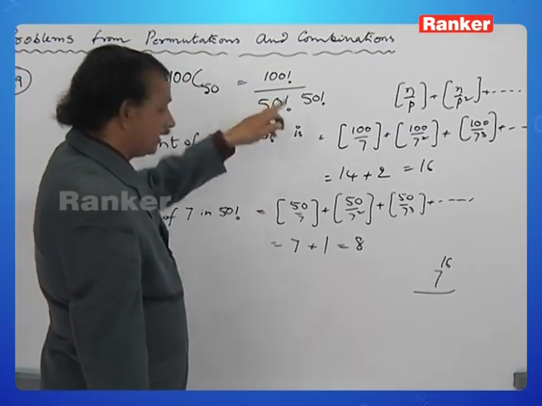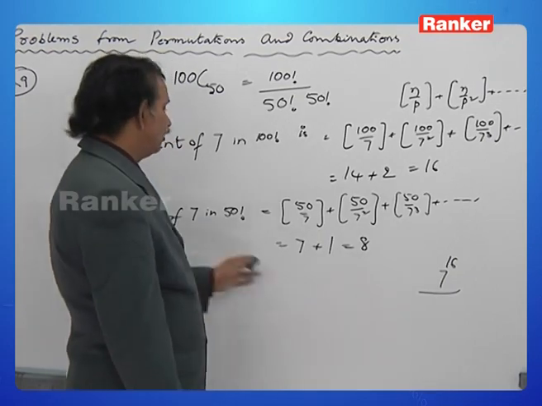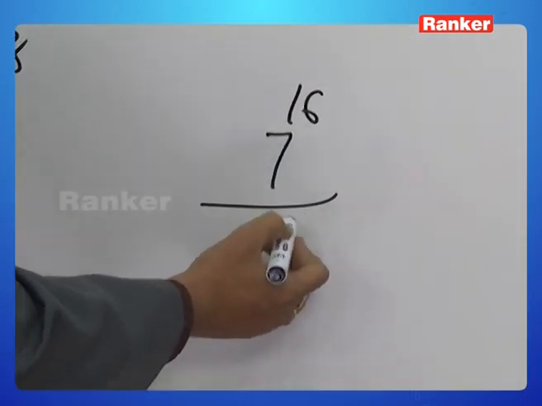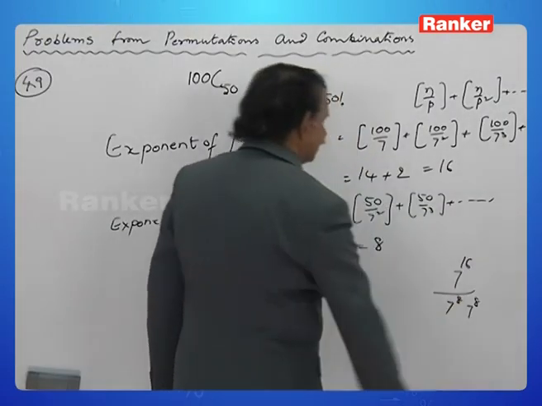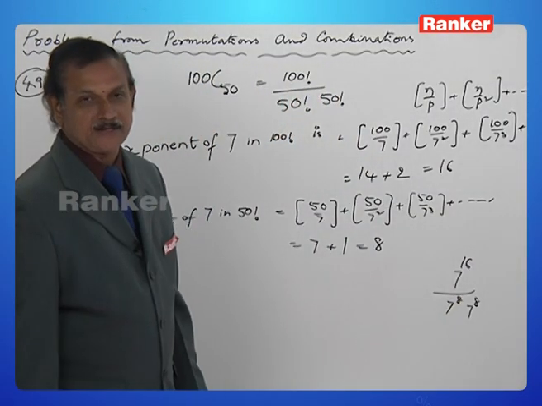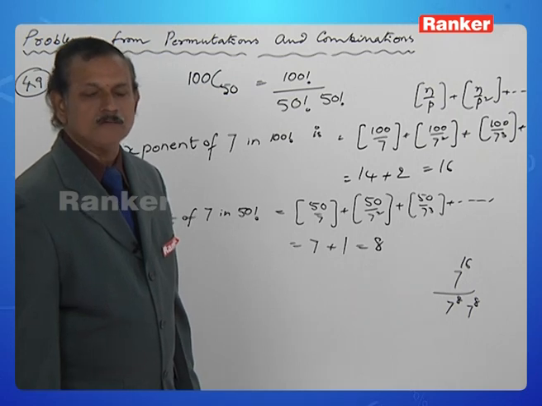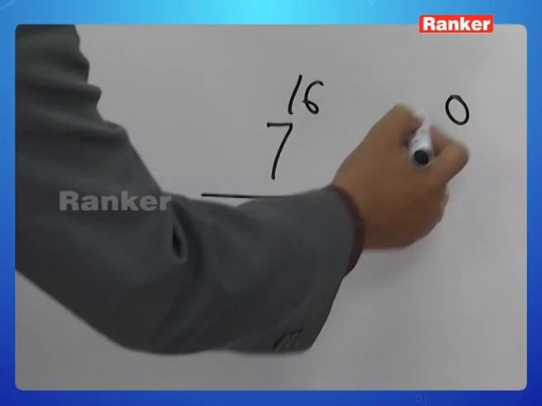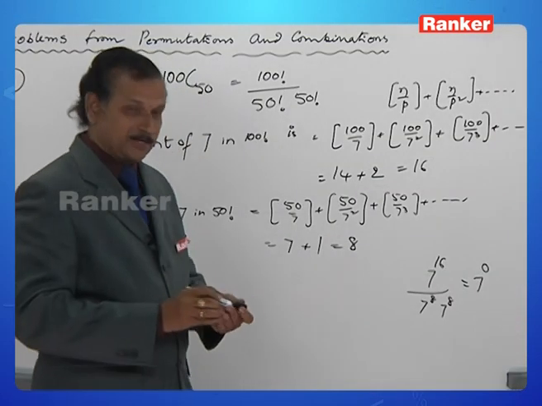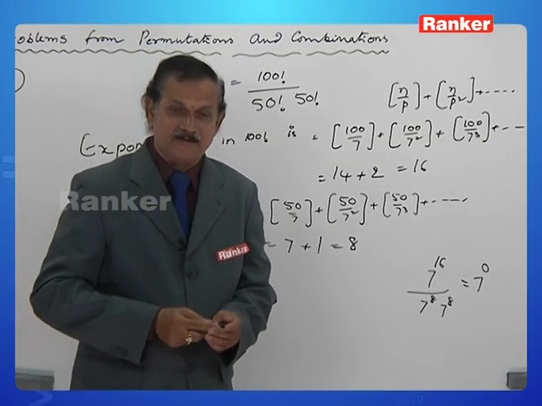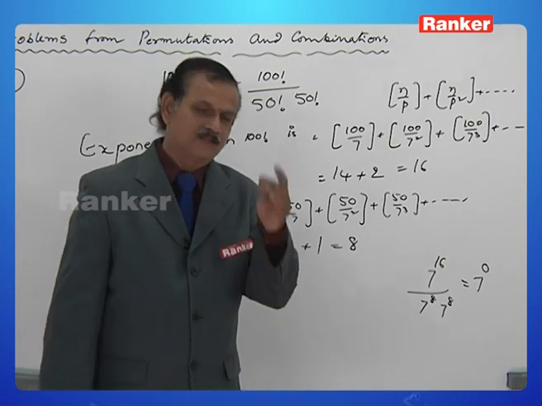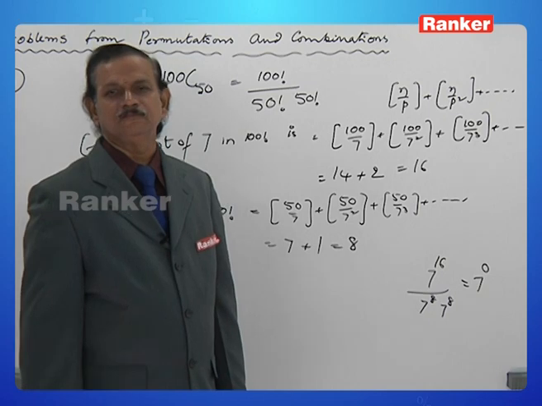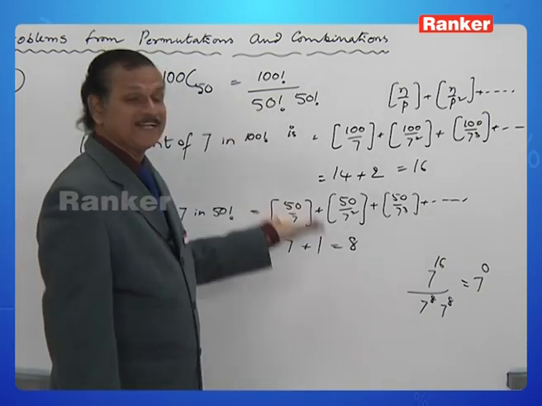In the denominator, in 50 factorial, you will be able to have at most 7 power 8. 7 power 8 into 7 power 8. 7 power 16 by 7 power 8 into 7 power 8. What is that? 1. What is 1? 7 power 0. So what is the ultimate exponent of 7 in the present number 100C50? It is 0 or 1? 0. There will be no more 7 at all.